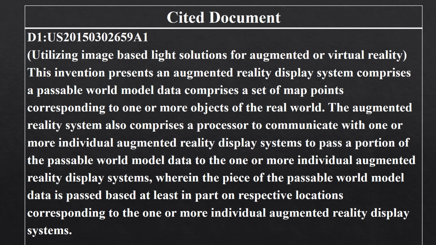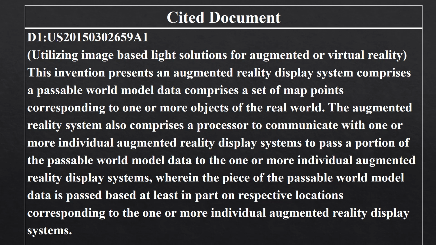So let us talk about the D1 document, which is US patent 20150302659A1, having the title utilizing image based light solutions for augmented or virtual reality. This invention presents an augmented reality display system comprising passable world model data, which comprises a set of map points corresponding to one or more objects of the real world. So in this particular patent, there is augmented reality and there is virtual reality.